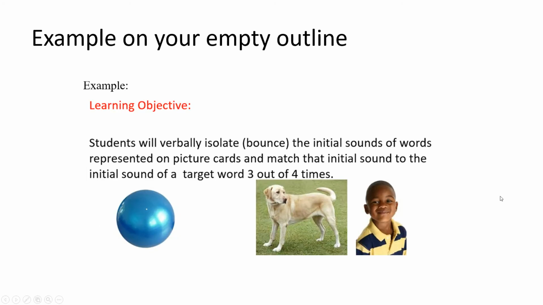All right, on your empty outline, again, here's a learning objective. I want you to look at it for this activity. So what we're looking for in this activity is I'm going to say the word is ball, ball. I want you to say the first sound or bounce it, and then match it to something over here that has the same first sound. So ball starts like dog or boy. And I would have multiple of these examples.